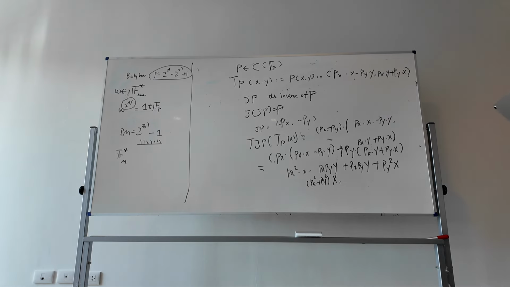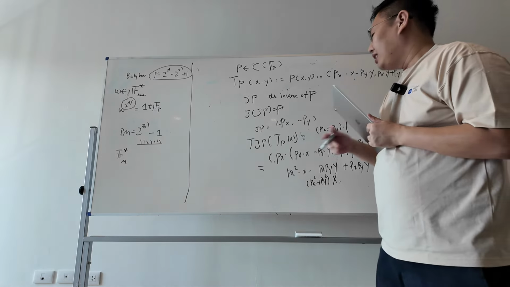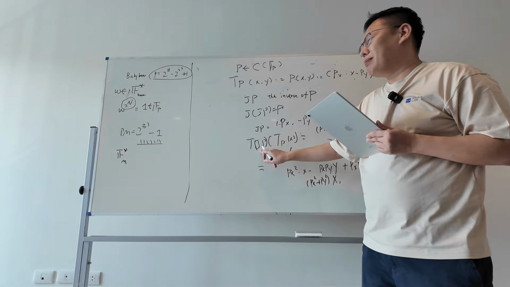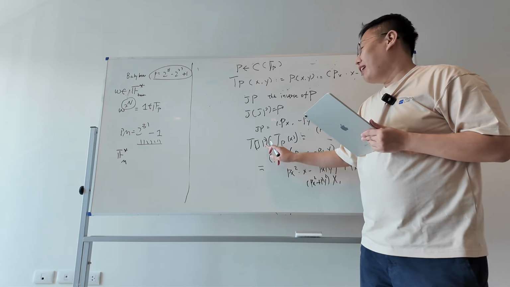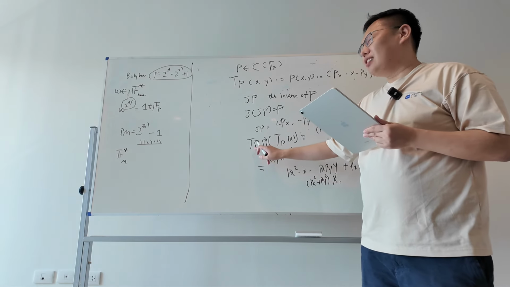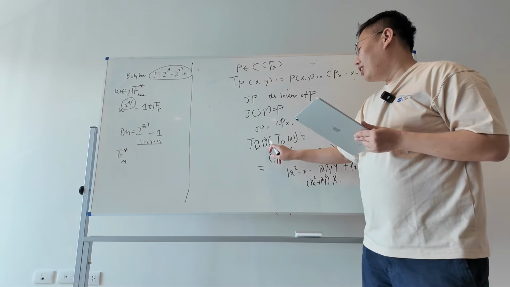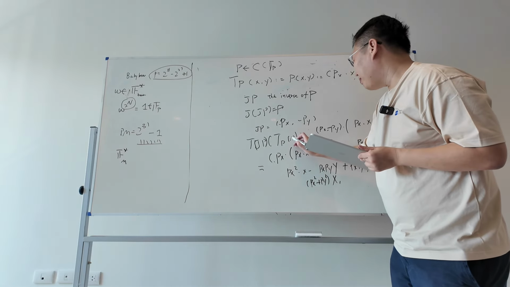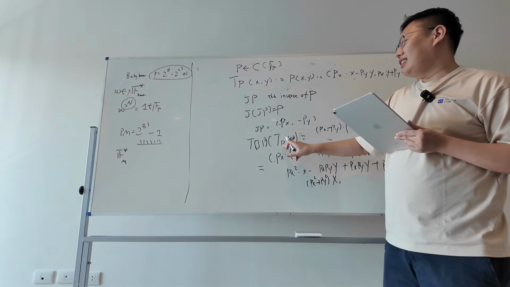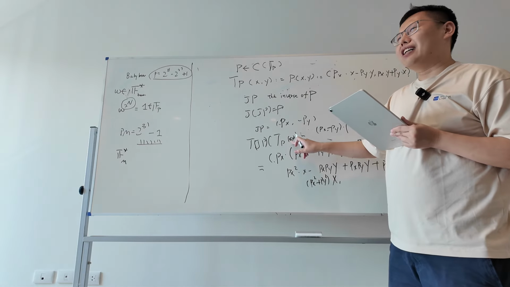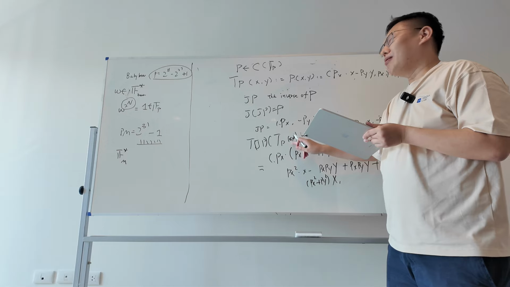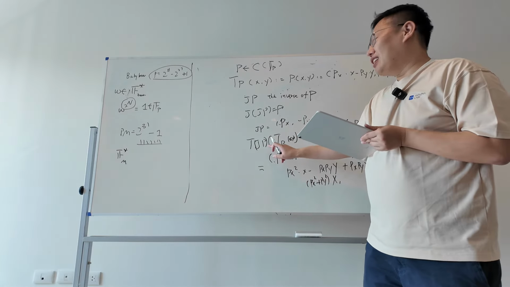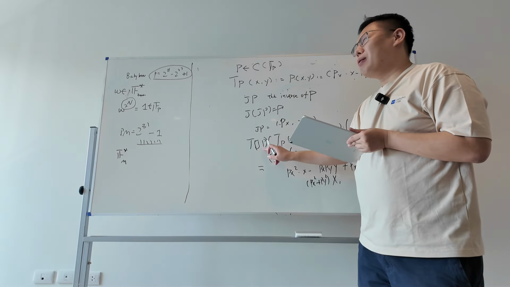So what is a T_P exactly? J is an action over P. It maps P to J of P, which is the inverse of P. Let's pretend we have a point (x, y). So this is the action x of P on (x, y). It will move a point somewhere, and we get a new point here. And this will be the action of J of P, which is another action.